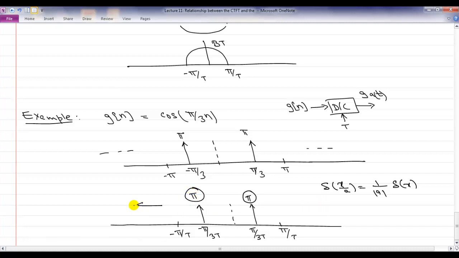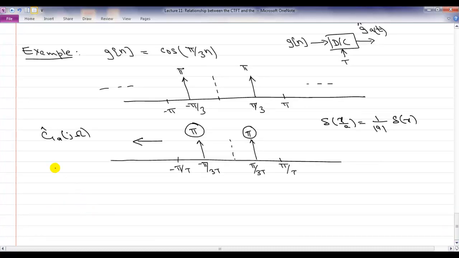So this is your G hat A of j omega. What does it mean? What is this in continuous time then? What is G hat A of t? What is that? So this is going to be cosine of which frequency? Pi by 3t frequency. Okay.